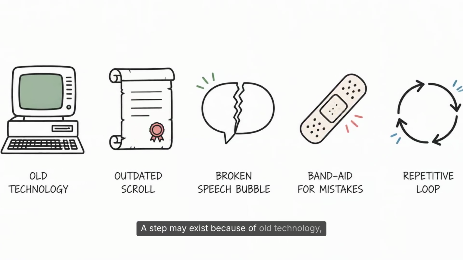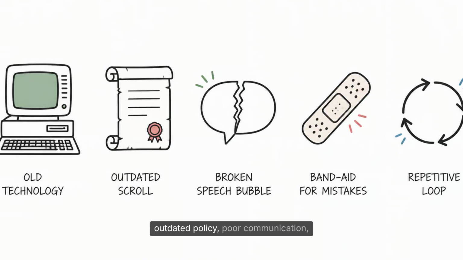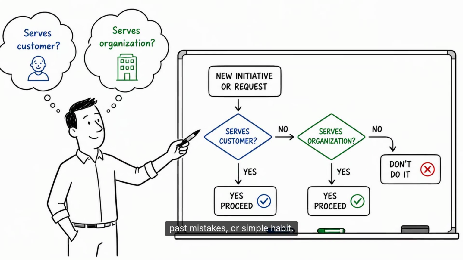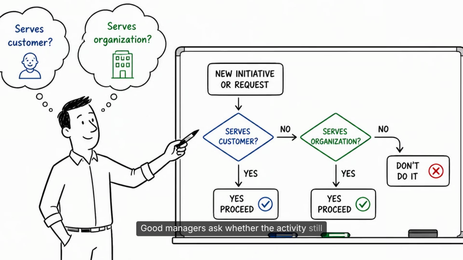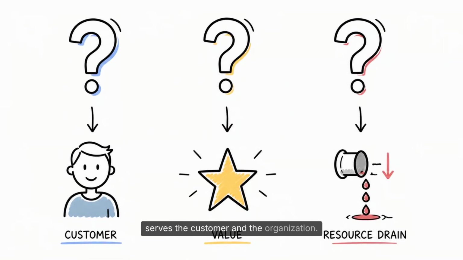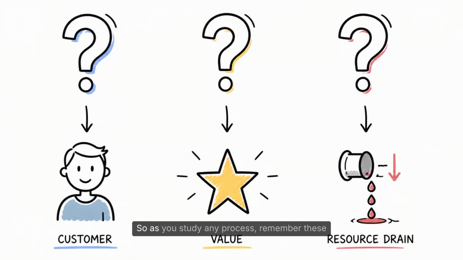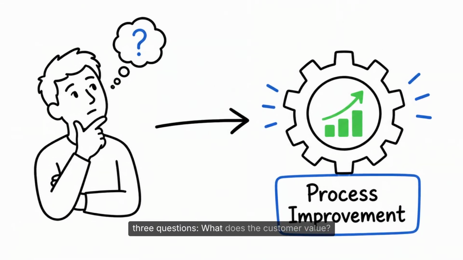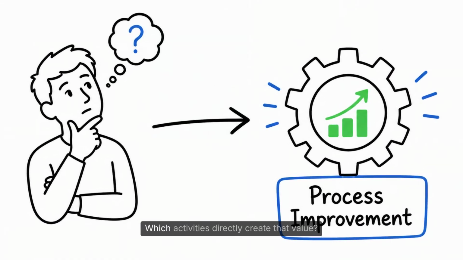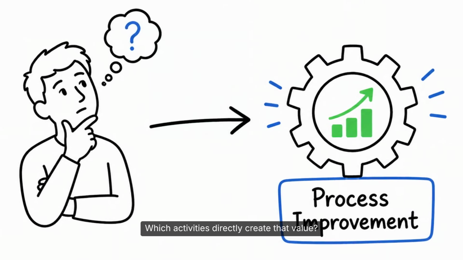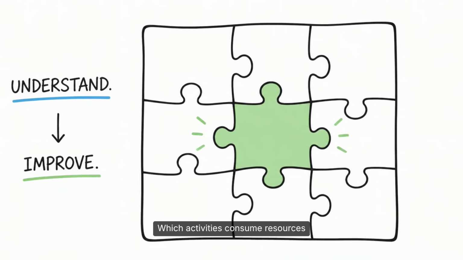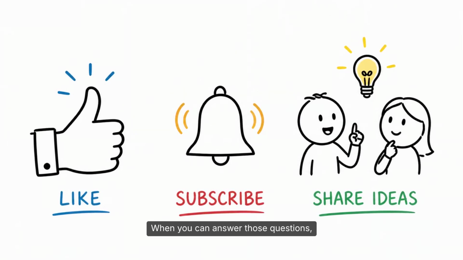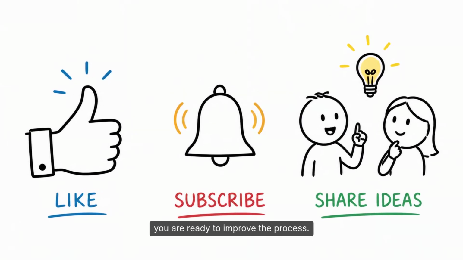A step may exist because of old technology, outdated policy, poor communication, past mistakes, or simple habit. Good managers ask whether the activity still serves the customer and the organization. So, as you study any process, remember these 3 questions. What does the customer value? Which activities directly create that value? Which activities consume resources without creating that value? When you can answer those questions, you are ready to improve the process.